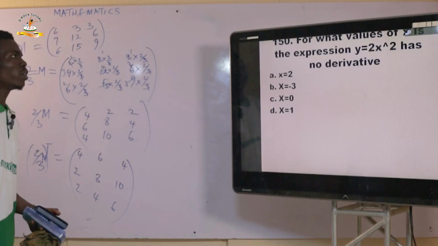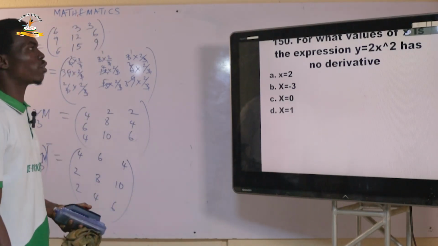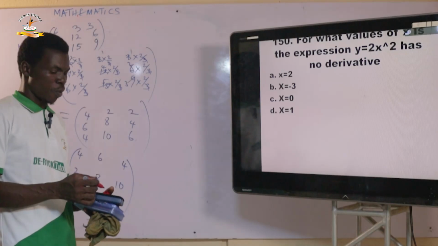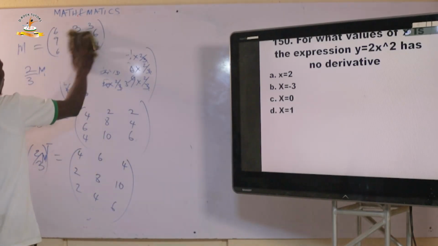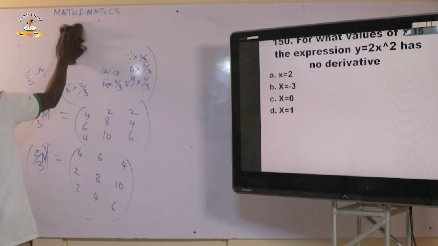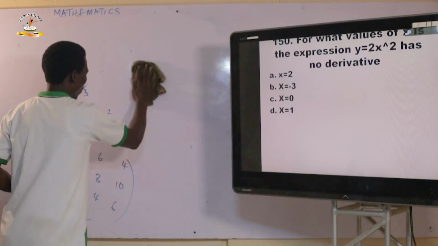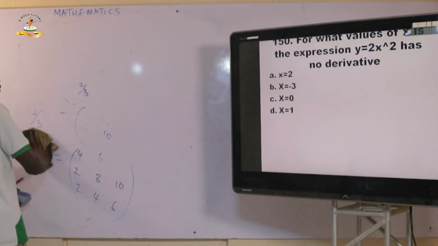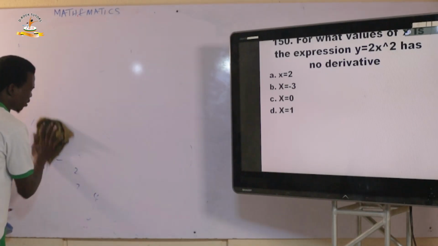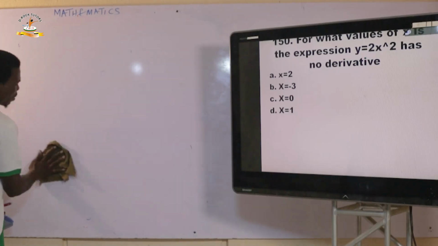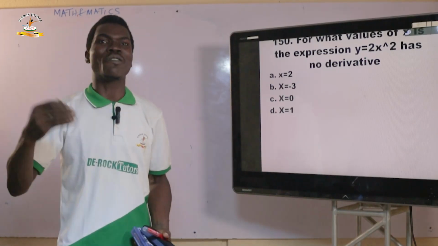Next question. Alright, question 150. For what value of x is the expression y equals 2x raised to power 2 has no derivative? We still remember what the derivative is all about. I believe you still remember. That is when you talk of your differentiation. We want the value of x for which the expression cannot be differentiated. So in another way, we can say the value of x for which this expression is non-differentiable.